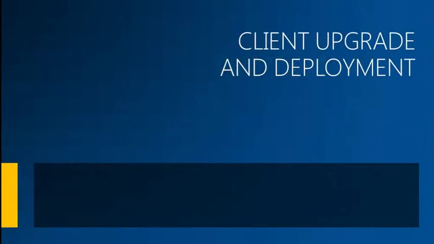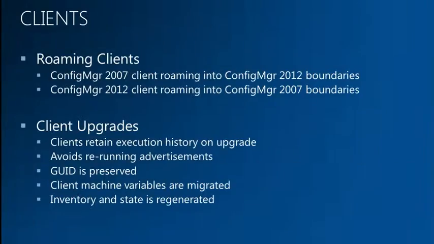So, client upgrade and deployment. Roaming clients: I get a question about the state of interop. How do 2007 clients work with 2012? 2007 clients don't talk to 2012, and 2012 doesn't really talk to 2007. In terms of client upgrades, we retain the execution history on those upgrades, so that you don't rerun advertisements and deployments. It would be really bad if they ran that Office 2010 deployment again. So we retain that.